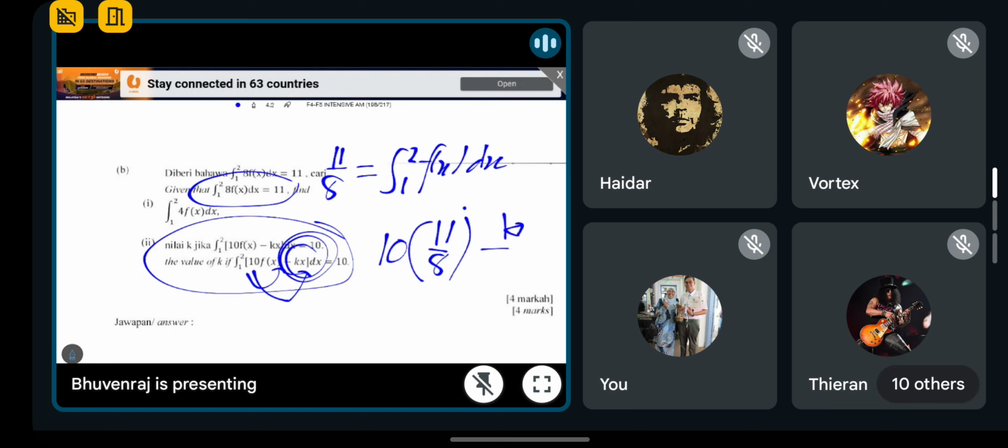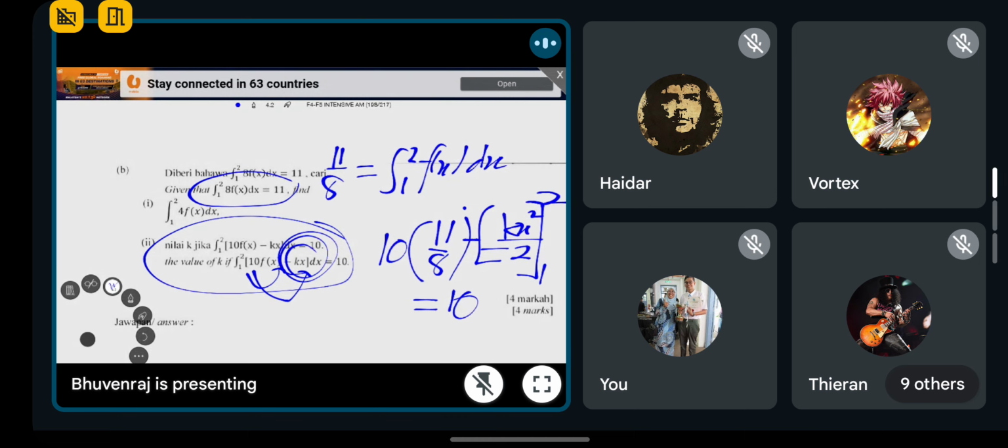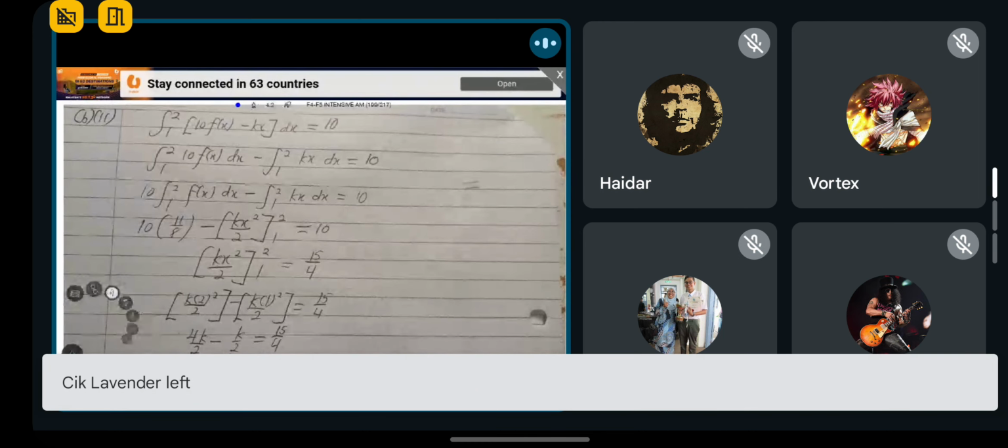It means that you will minus kx square over 2, gantikan had atas dan had bawah. Substitute the upper and lower limit. So all this is equal to 10, minus in between. So you just solve this, you can find out your k already. Cuba selesaikan bersama ni sahaja. This is the answer over here, the working. So you can see, yang ni kita cari kat soalan bahagian A.